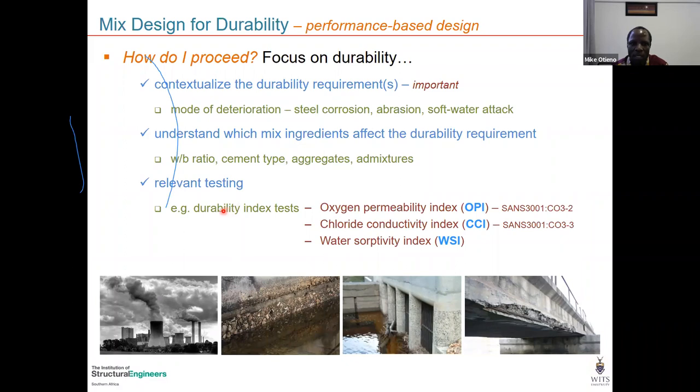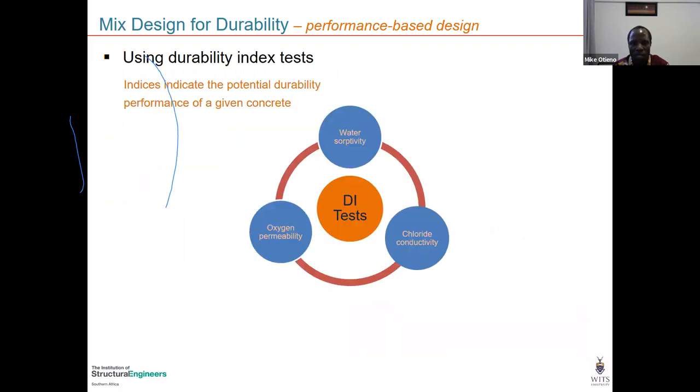And in this case, I'm going to briefly talk about the durability index tests. We have the oxygen permeability, water sorptivity, and chloride conductivity index tests. These have already been incorporated into specifications. I will talk briefly about this. So these indices basically give us the potential durability performance of a given concrete.